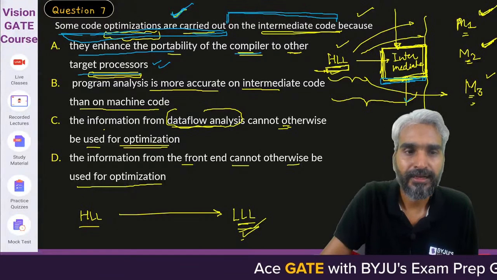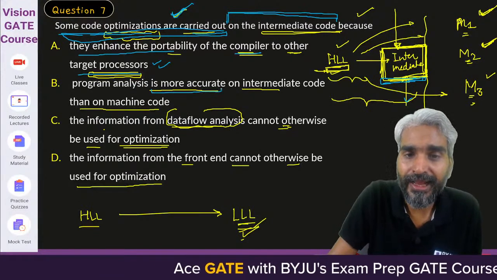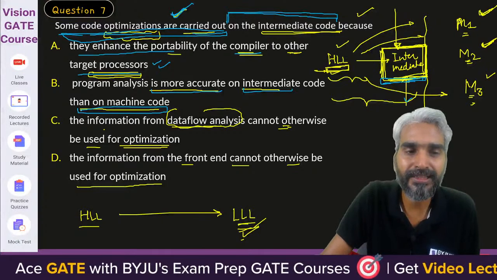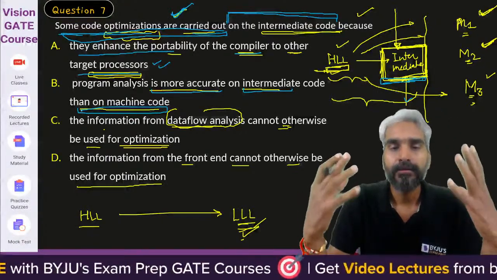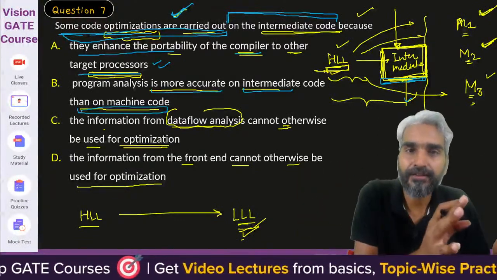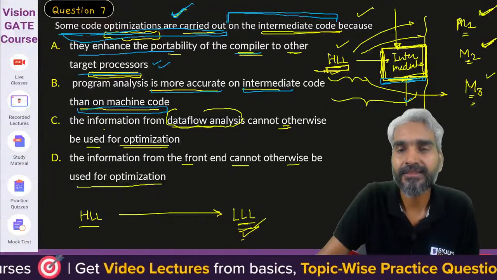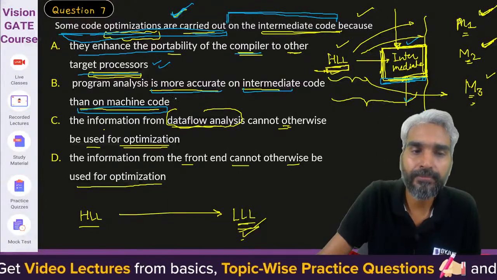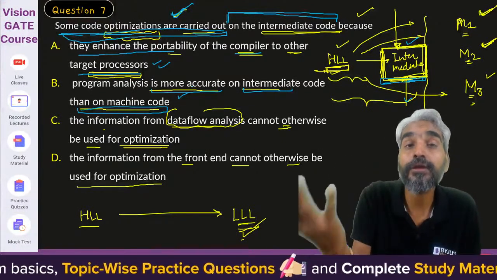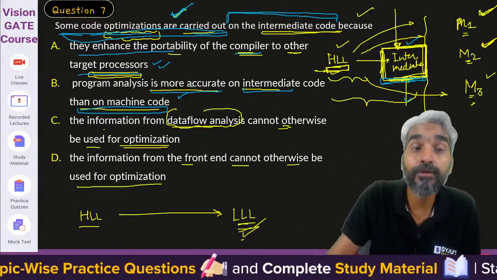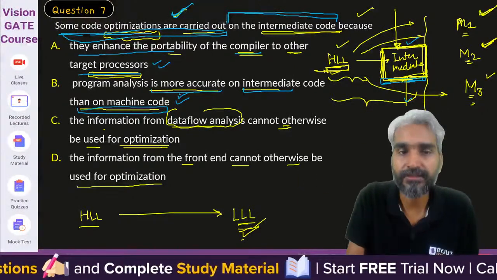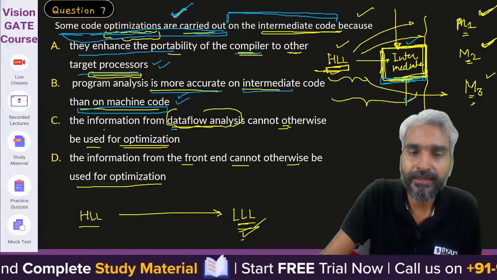Good enough, right? Program analysis is more accurate on intermediate code than on machine code. No, sir. It depends on your analysis construct, how well they are defined. You can perform the program analysis on the intermediate code as well as on the machine code, but it does not mean that it will be more accurate on the intermediate code. It will be more accurate on the machine code because you are performing it with respect to that particular machine. Clear?